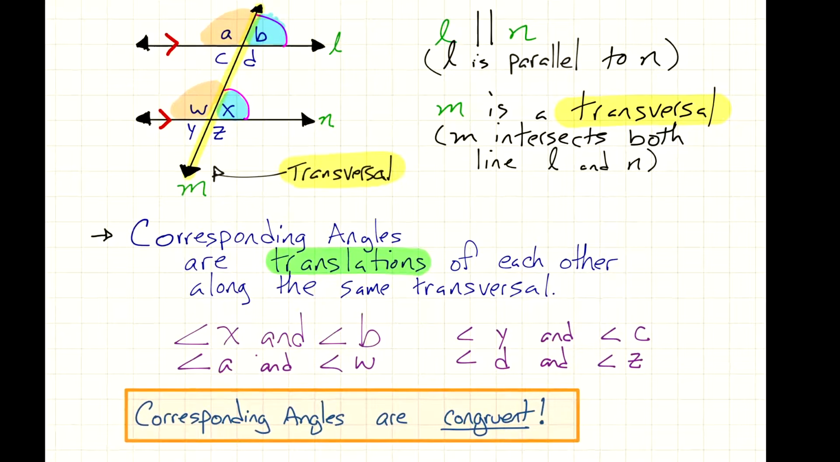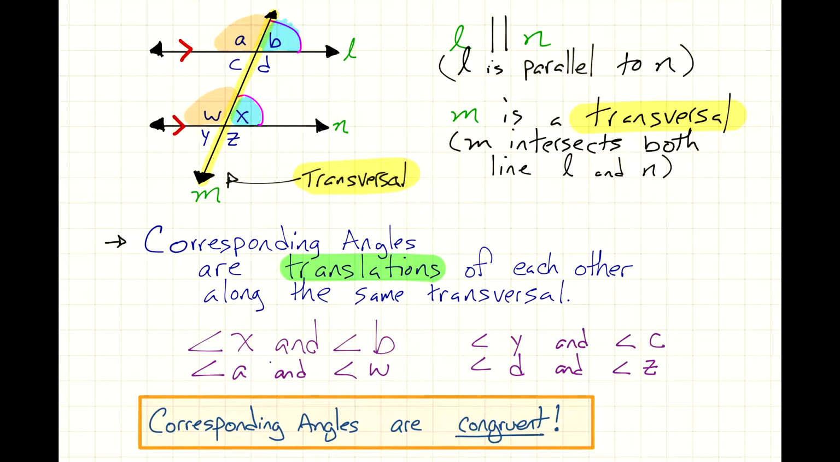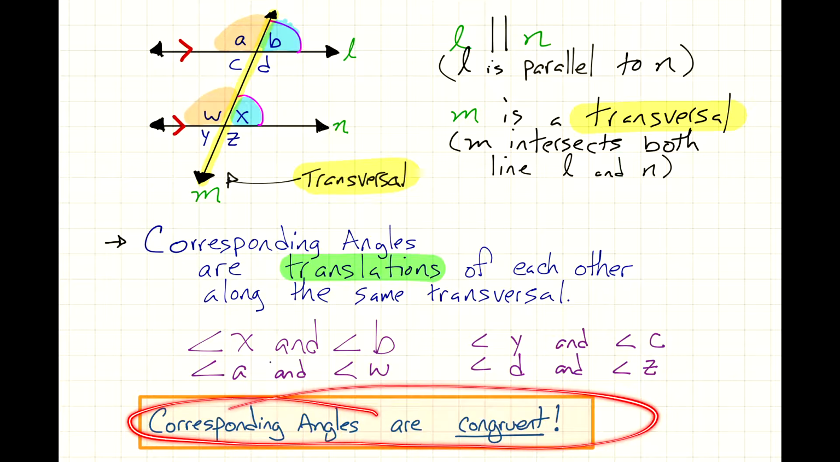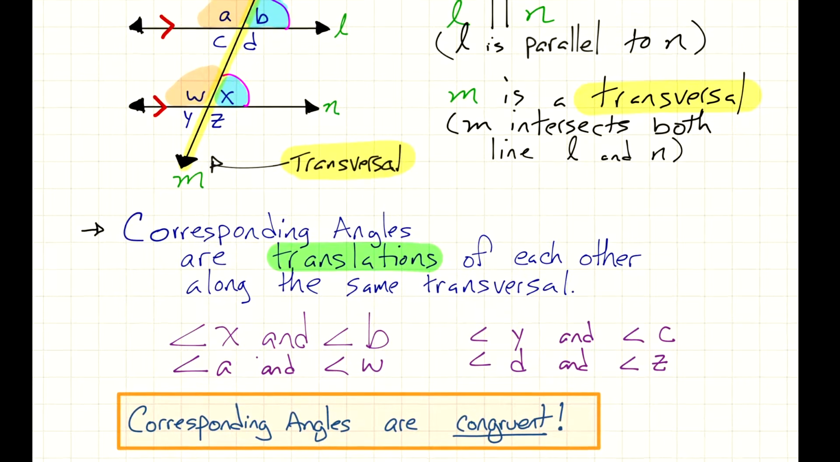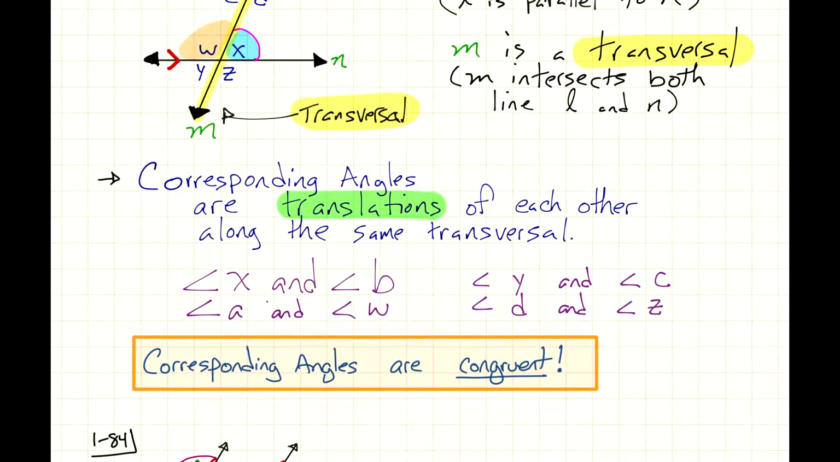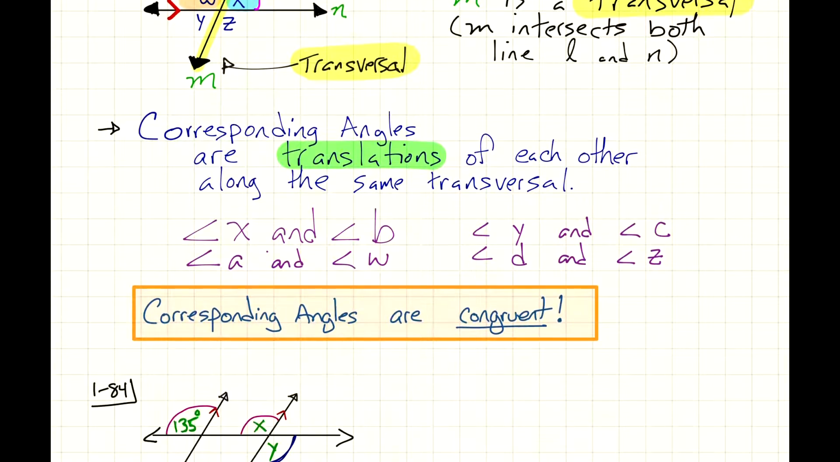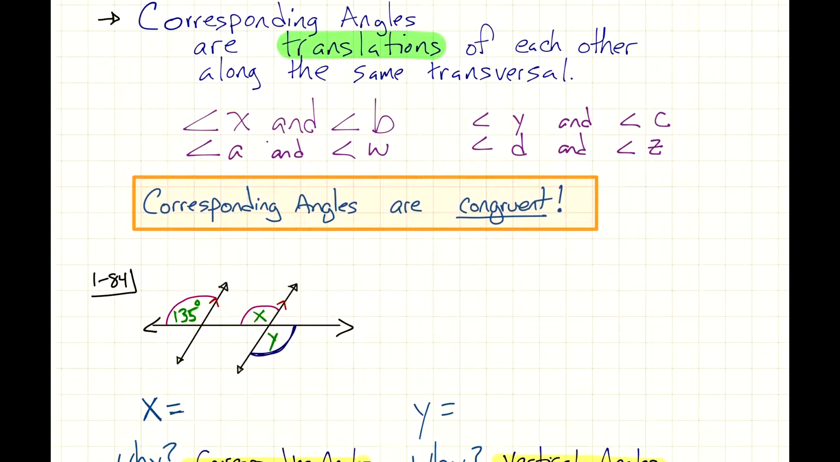The nice part about these is that corresponding angles are congruent. This is kind of key. So why do we care if they're corresponding? Well, if we know that they are equal to each other, then we have a nice equation we could solve. We'll look at some examples of that. Let me move this forward.